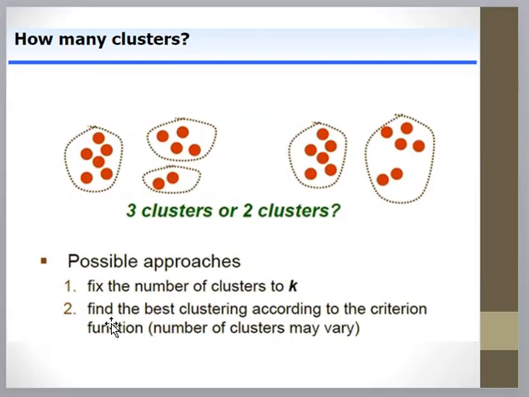Now, one thing which we also discussed in previous slides is how we can know the optimal number of clusters for my problem. For example, we can have 3 clusters, or maybe we can have 2 clusters. So what is the possible approach through which we can find out the optimal number of clusters for a specific problem?